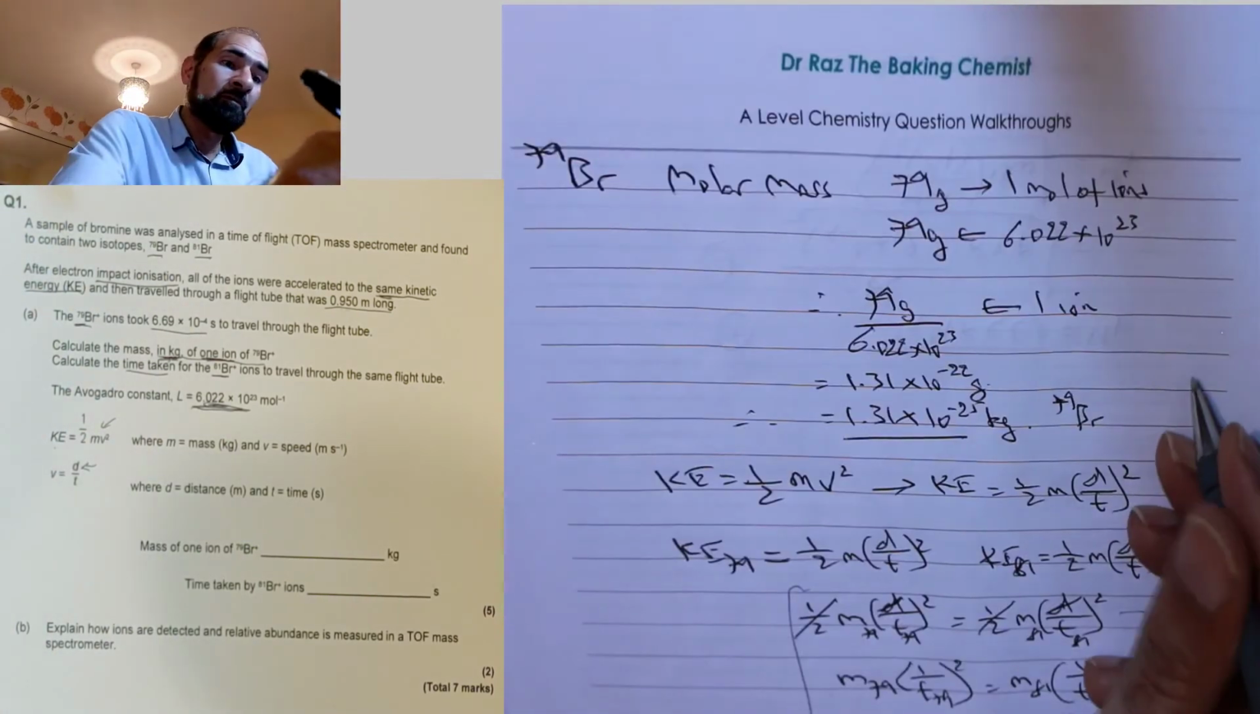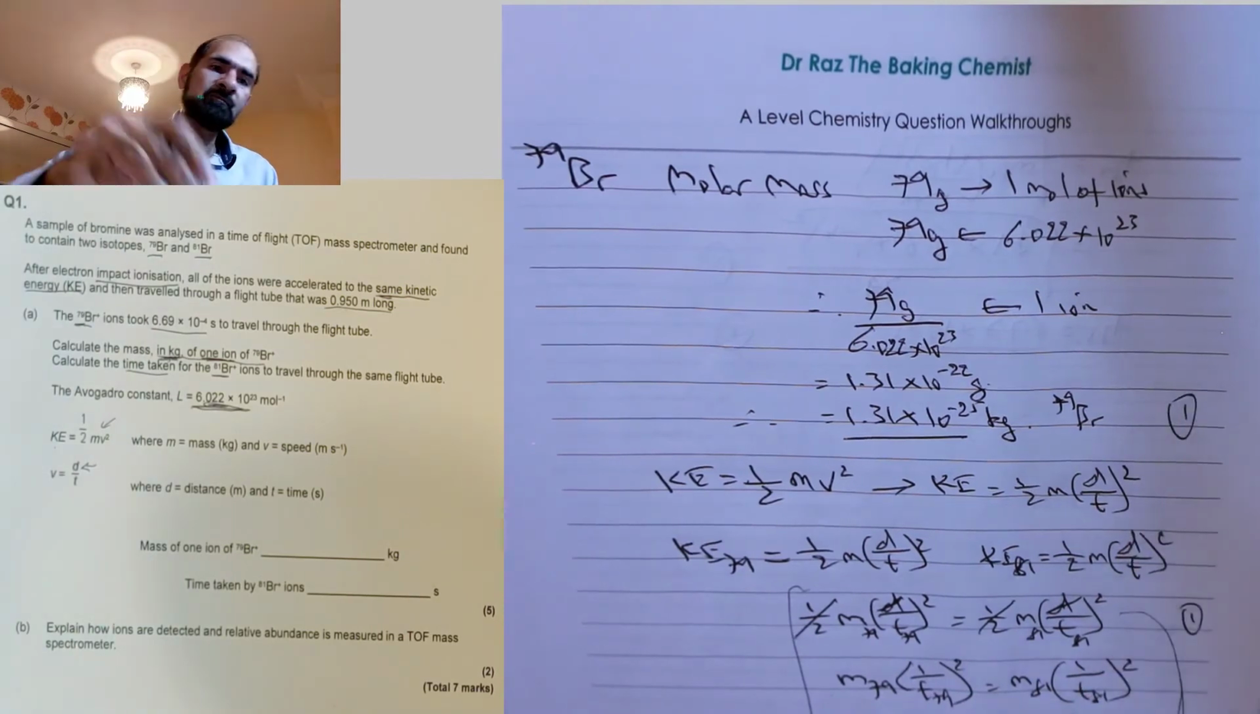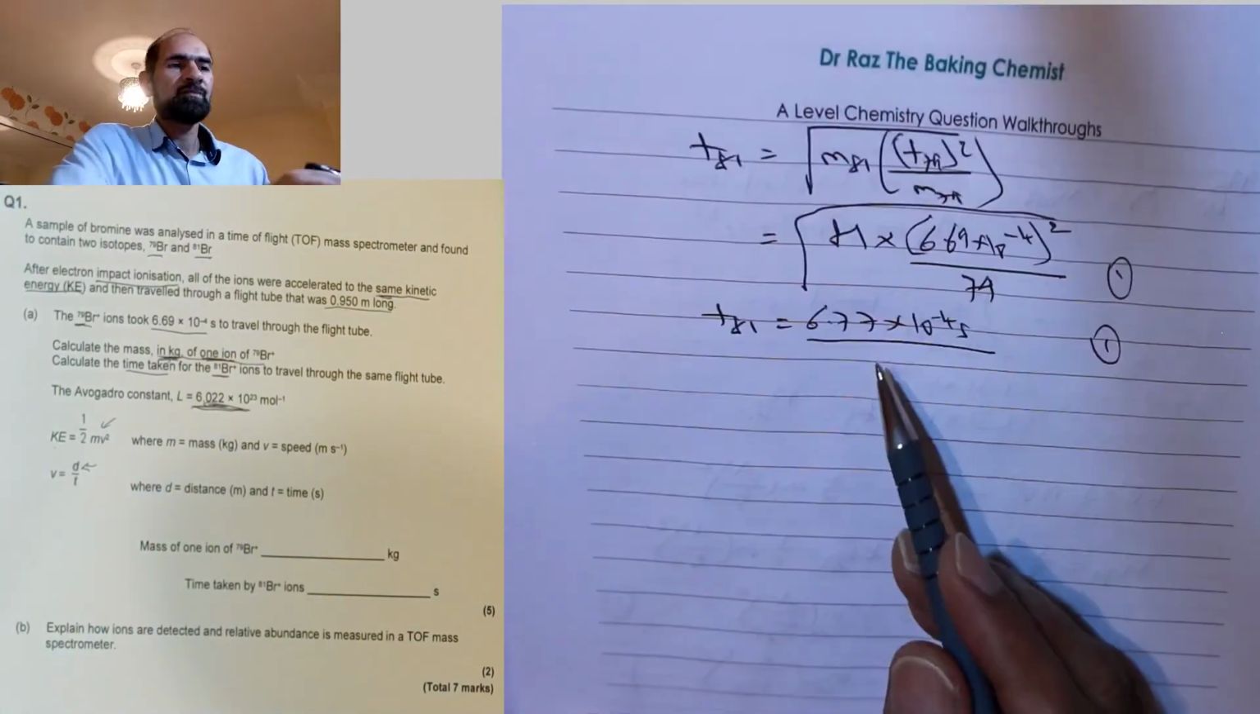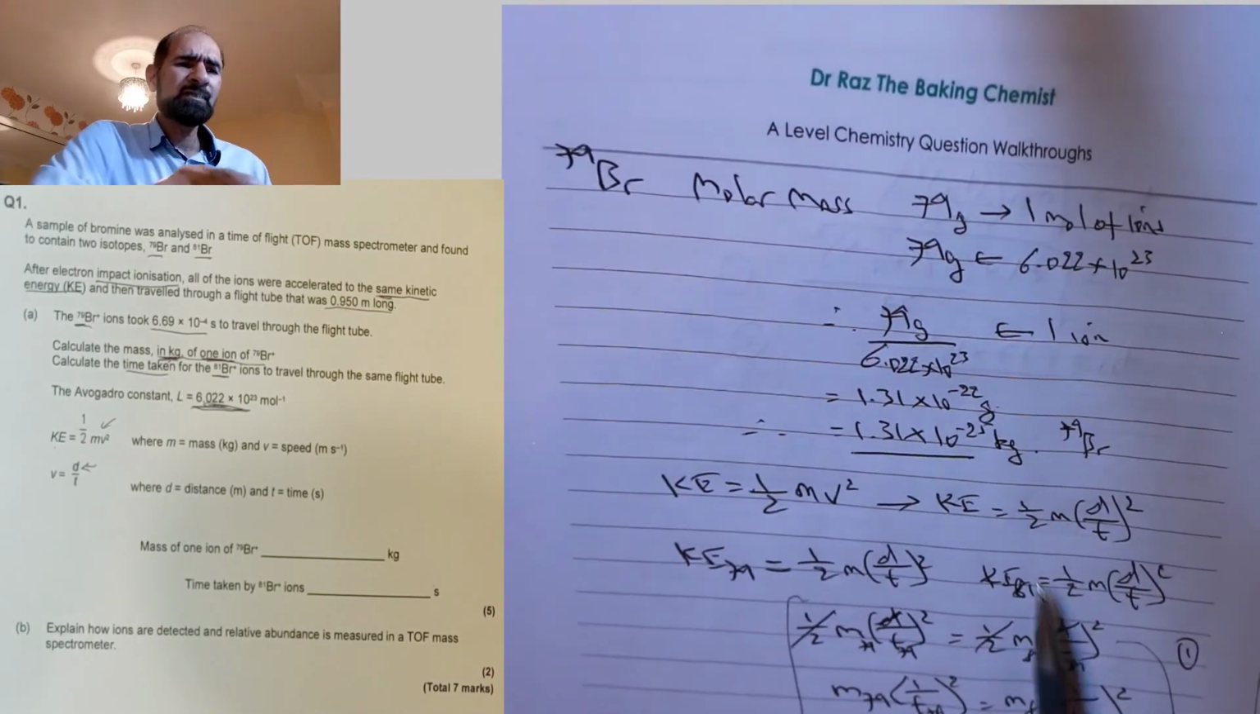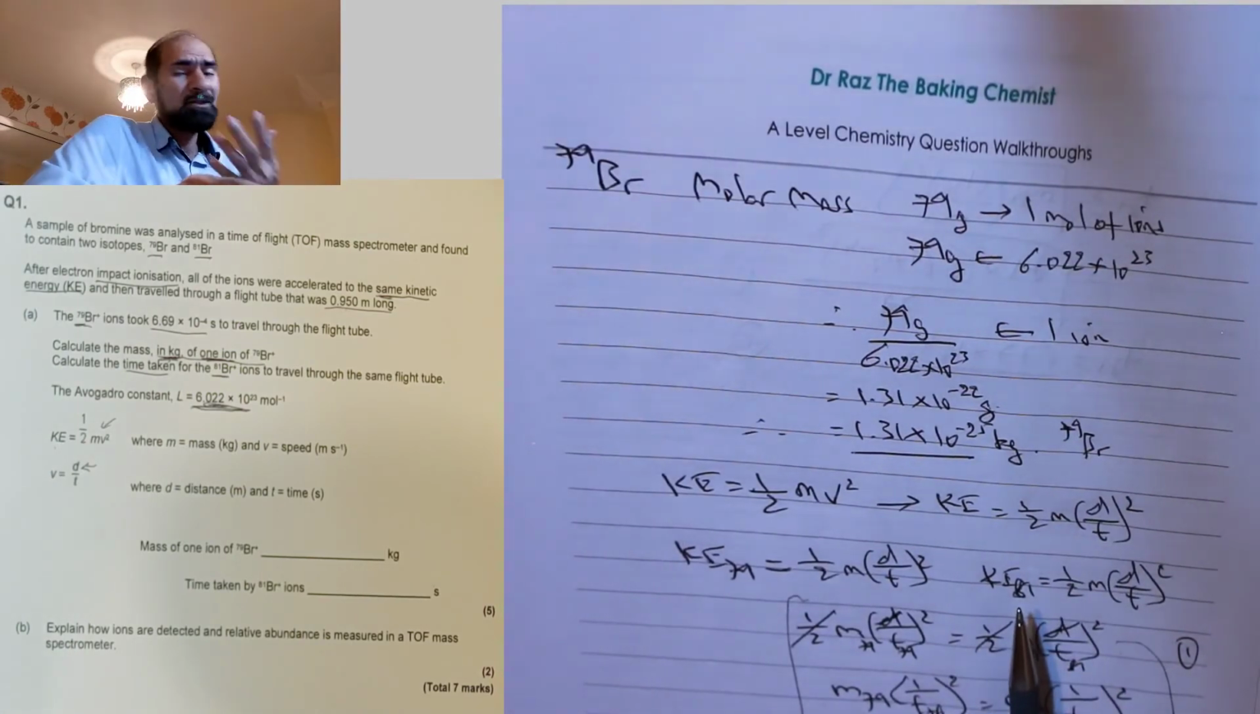Okay, so 1, 2, 3, 4. Oh, one mark is for this as well, yeah? So it's 1, 2, 3, 4, 5. Okay, but look, you had to think about this question, there's no doubt.